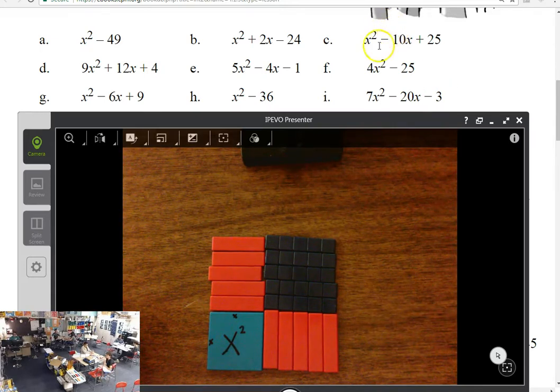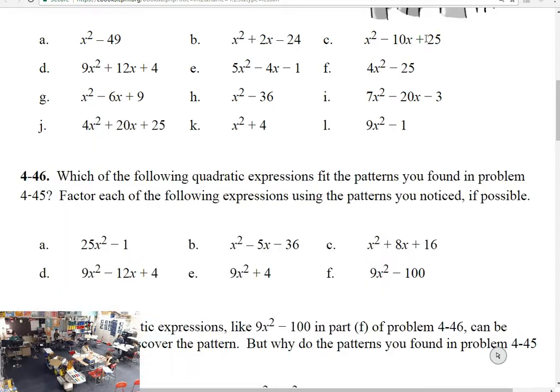Notice that the b value is 2 times the square root of the c value. The b value is, well, negative 2 times, but it's 2 times the square root of the c value. This, because there's no middle term, we know is a difference of squares. The dimensions, one will have positive, one will have negative, as opposed to here, they have to have the same dimensions.